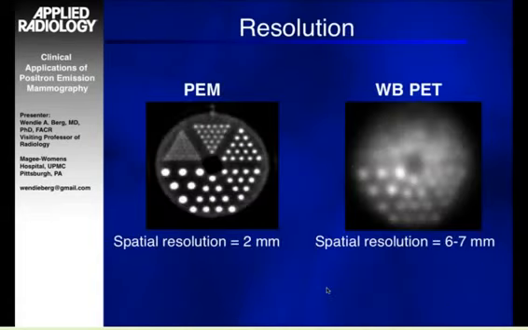Here's just an example showing the difference in resolution between the whole body PET on the right and PEM on the left. You can see much more exquisite detail with the 2 millimeter resolution of PEM compared to the 6 to 7 millimeter resolution of whole body PET.